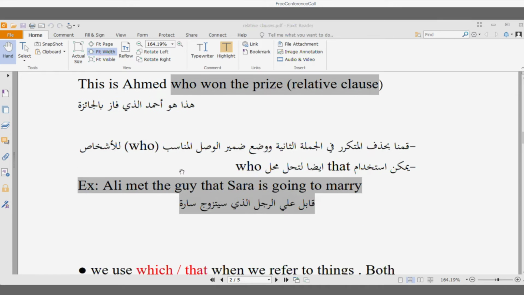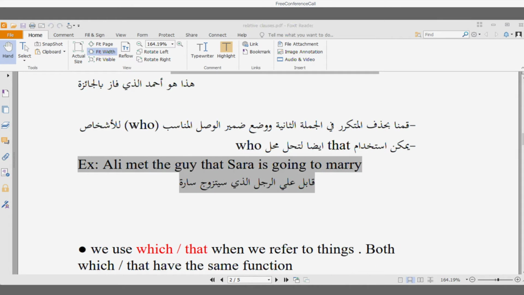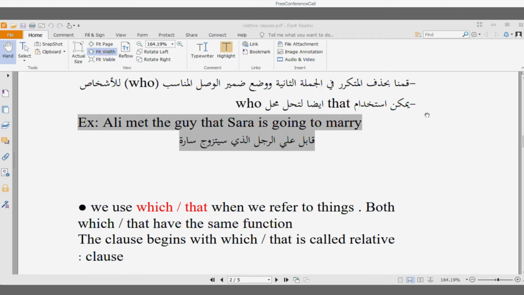قمنا بحذف المتكرر بالجملة الثانية وضع ضمير الوصل المناسب اللي هو للأشخاص. يمكن أيضا استخدام ذات لتحل محله. For example, Ali met the guy that Sarah is going to marry. Ali met the guy that Sarah is going to marry. So Ali met the guy.